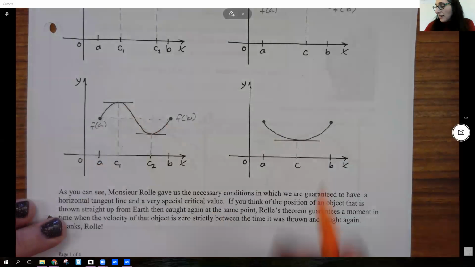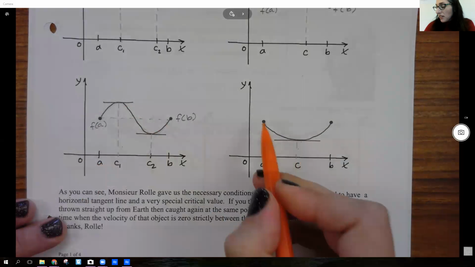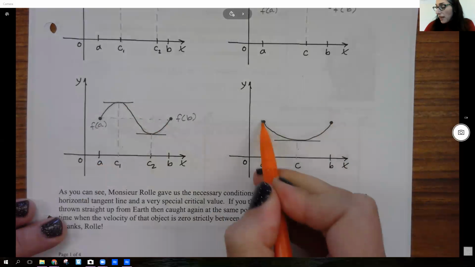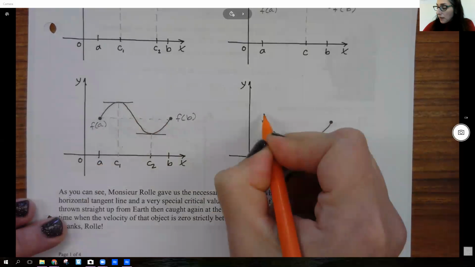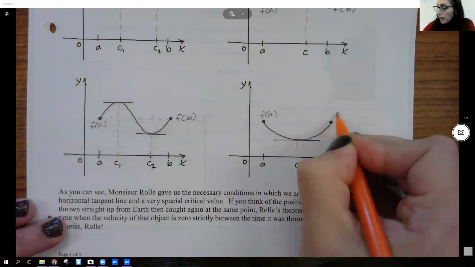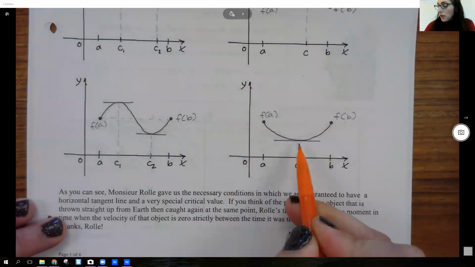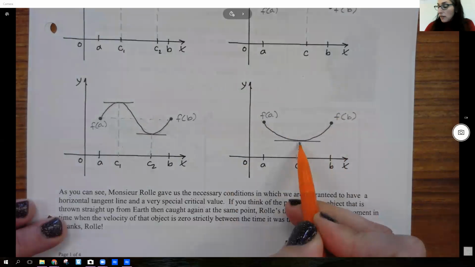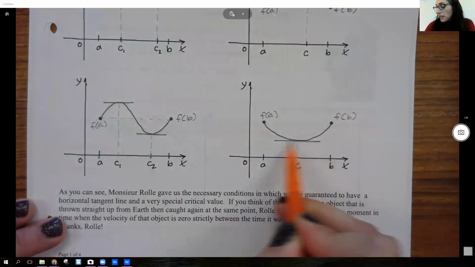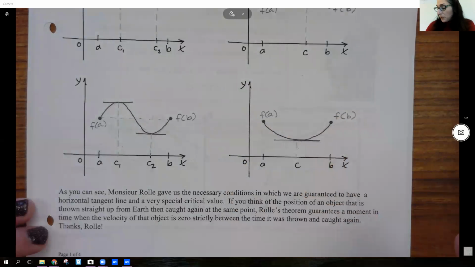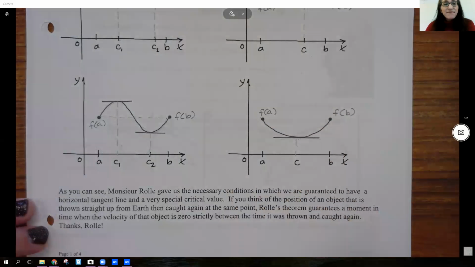Okay, and then the last one, you don't have to go up, you could go down and then come back up to the same height. F of A equals f of B. So therefore, there had to be a spot where the derivative is 0. Okay? That's Rolle's theorem. All right. Any questions on that?